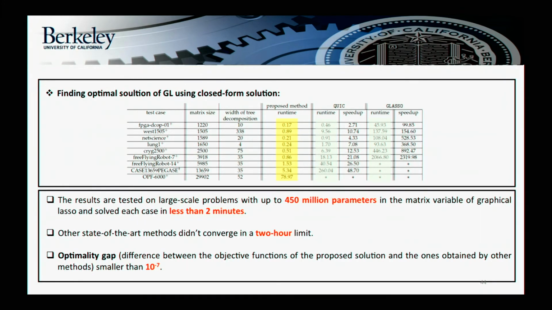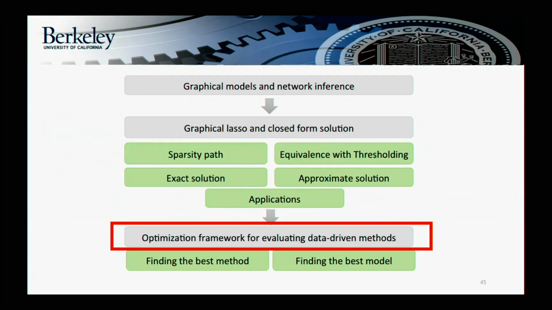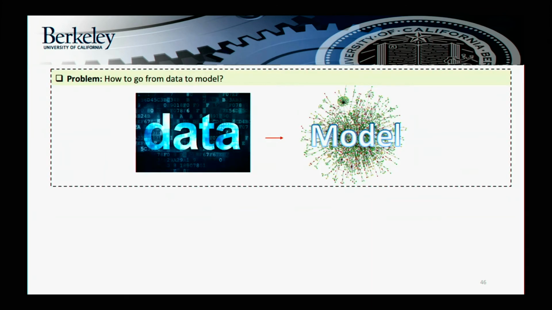Okay, so that was the first part of the talk. Now, the second part of the talk: as I mentioned, there are different methods in the literature for learning Gaussian graphical models. Thresholding and graphical lasso were just two of them. We can use other alternative methods for estimating the Gaussian graphical models. Again, the question is how we can go from data to model.